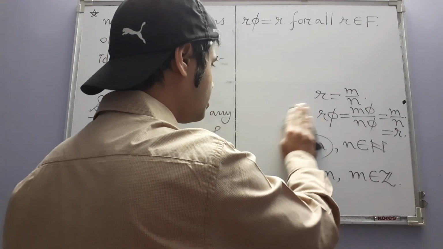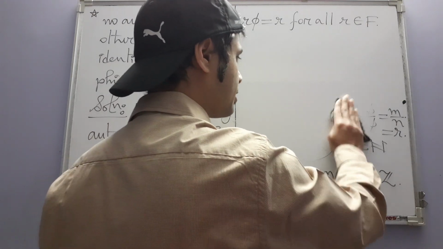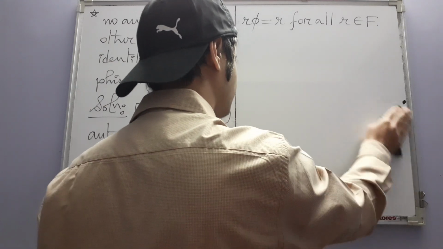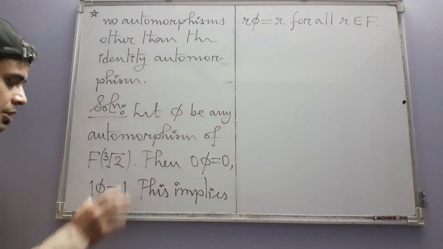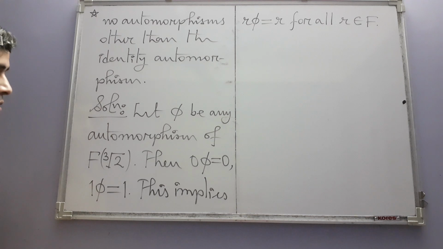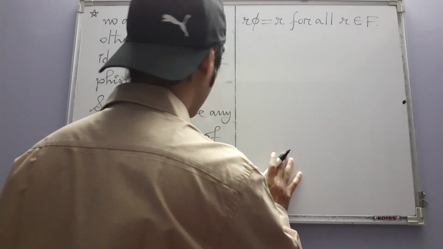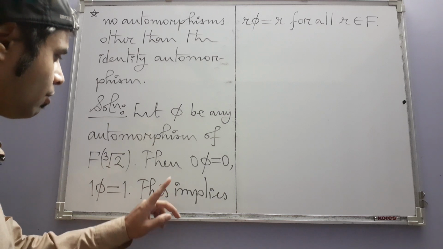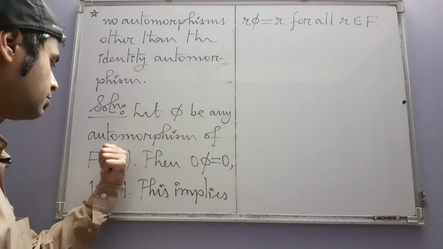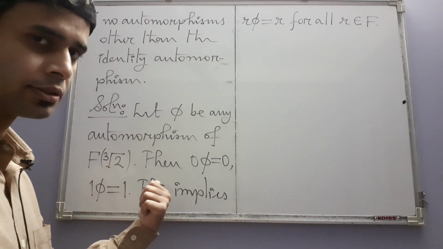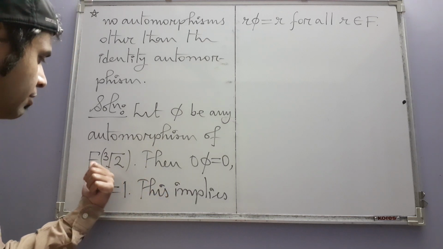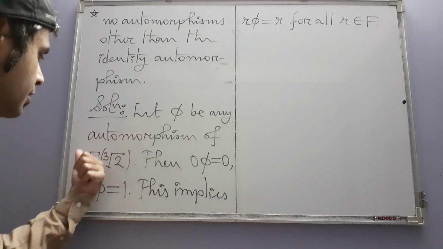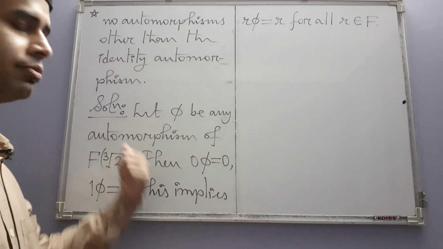But our field does not just have rational numbers. In fact, it's an extension of the field of rational numbers, which has some irrational numbers also. But now if it turns out that phi also fixes this element that we have attached or adjoined to f to get this extension, then actually phi will fix the entirety of this extension.